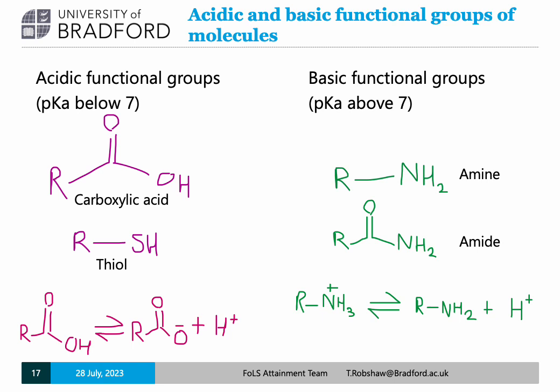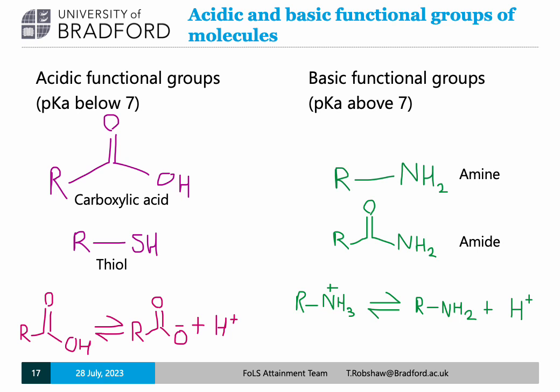And this, as I've said before, is also called protonation and deprotonation, gaining a proton and losing a proton. It is quite easy to differentiate between acidic and basic functional groups. Acidic functional groups have a pKa below 7, whereas basic functional groups have a pKa above 7.